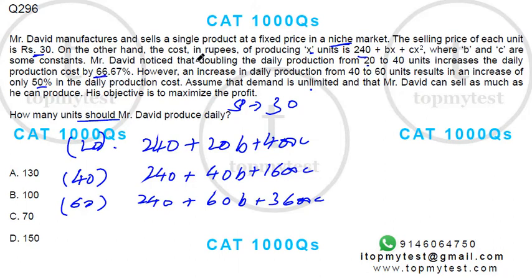Now what it says is, when you go from 20 to 40, your overall cost increases by 66.67%. So it becomes 2/3 extra, which means this value should be 5/3 of this value, or which means this value should be 3/5 of this value. Right. Similarly, if I go from 40 to 60, it becomes 50% more, which means this value is 3/2 of this value.